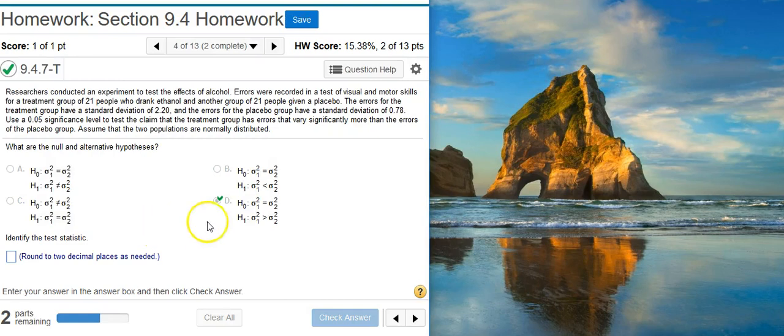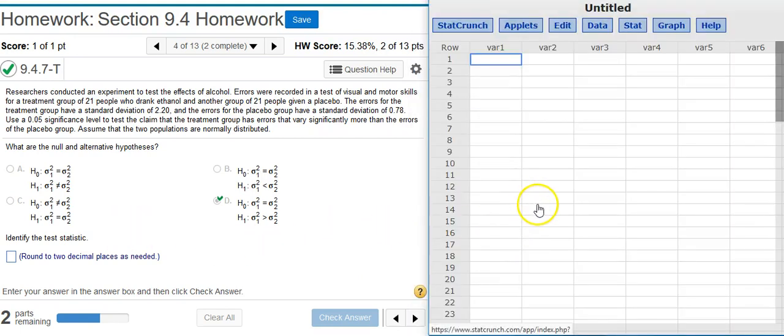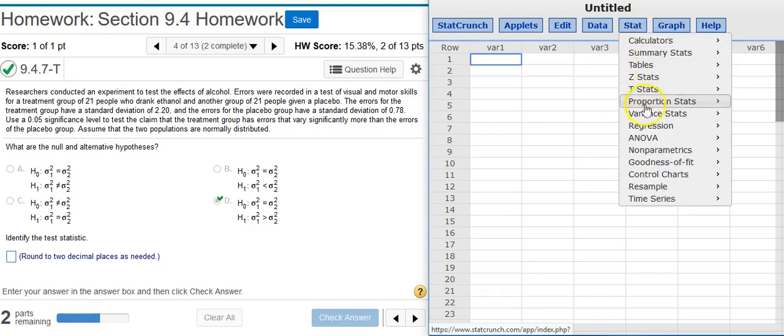Now the next part of the problem asks us to identify the test statistic. To do this, I'm going to load up StatCrunch. We don't have any data to put inside StatCrunch, but we are going to use the functionality of StatCrunch to get our test statistic. To do that, I'm going to go to Stat, Variance Stats, to Two Sample, because I've got two samples I'm comparing, with Summary, because I don't have any actual data.